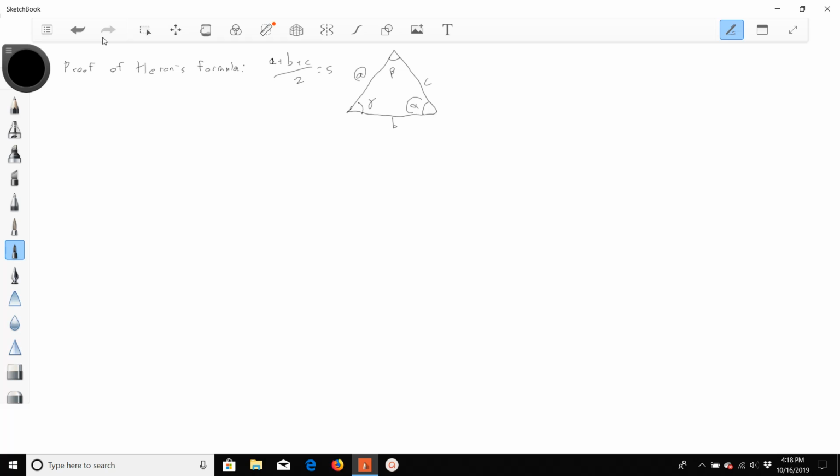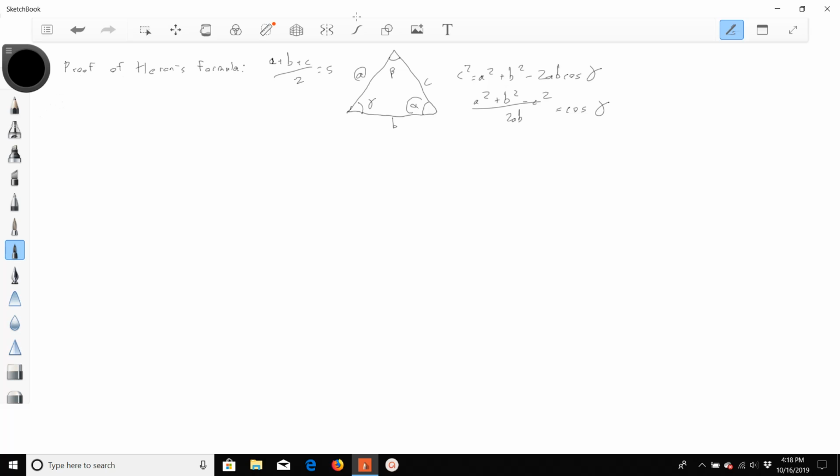Now, from the law of cosines on this triangle, I know that c squared is equal to a squared plus b squared minus 2ab cosine gamma. So (a squared plus b squared minus c squared) over 2ab is equal to cosine gamma.